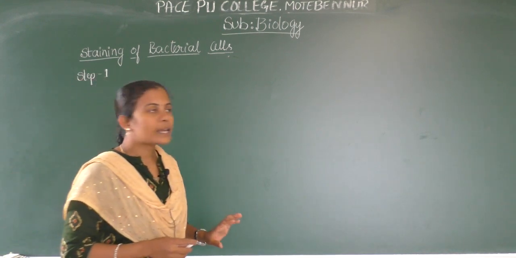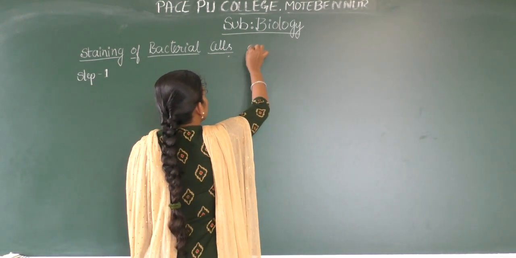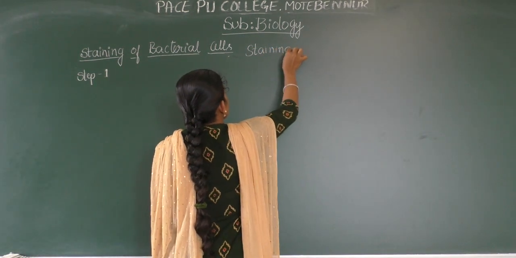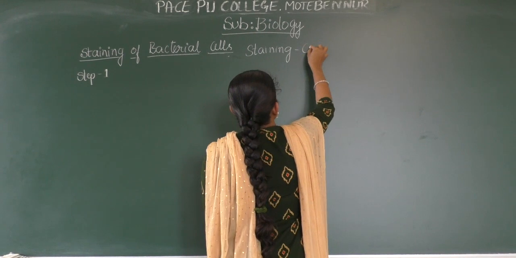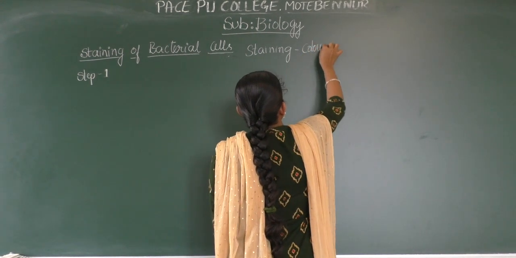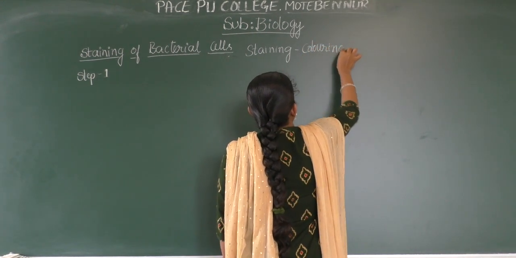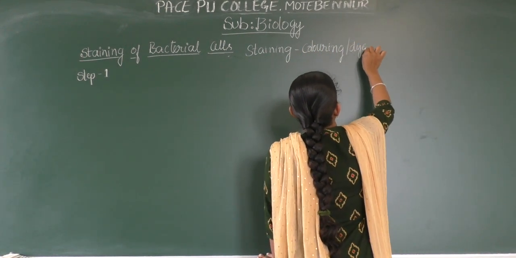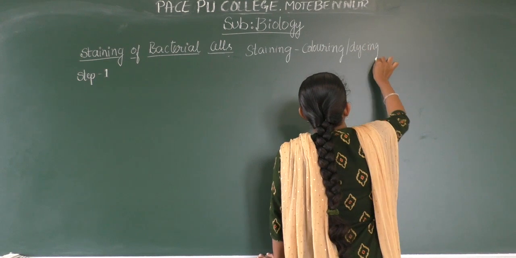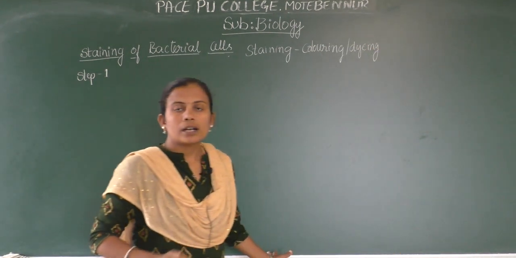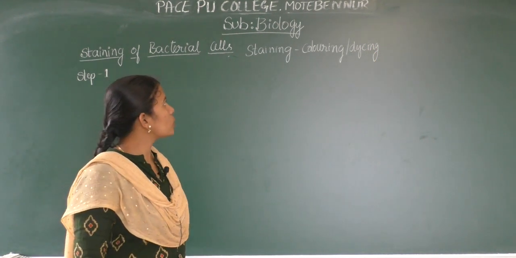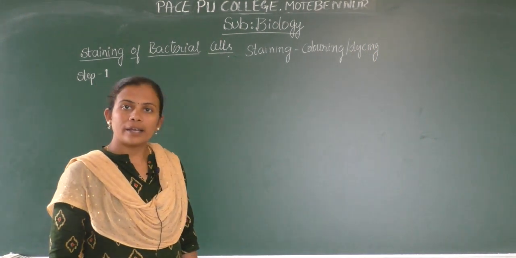So here staining refers to coloring, or in other terms it is also called dyeing. Dye ಅಂತಂದ್ರೆ ಏನಪ್ಪ ಕಲರ್ ಅಂತ ಕರಿತೀವಿ. ಕಲರಿಂಗ್ ಏಜೆಂಟ್ಸ್ ನ ಯೂಸ್ ಮಾಡಿಕೊಂಡು ಸೆಲ್ ನ ಕಲರ್ ಮಾಡ್ತೀವಿ. So that process is called coloring or dyeing.